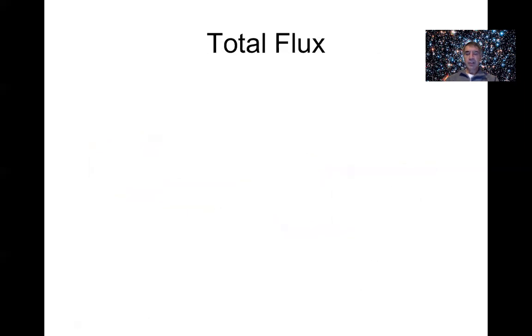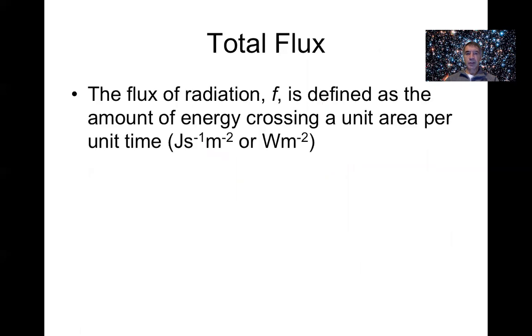So to make the relationship back to luminosity, we need to next introduce another quantity, which I'm calling the total flux. Now, rather than worrying about per wavelength interval, we're trying to add up all the flux over all the wavelengths. So the total flux of radiation, which I give the symbol F without the subscript lambda here, is defined as the amount of energy crossing a unit area per unit time. That's basically exactly the same definition as before for monochromatic flux, but this time there's no mention of per unit wavelength interval. It's over all wavelengths.